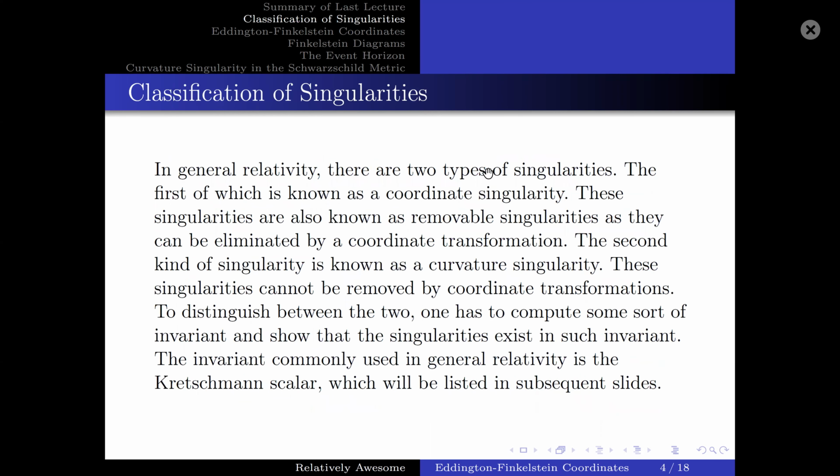In general relativity, there are two types of singularities, the first of which is known as the coordinate singularity. These singularities are also known as removable singularities, as they can be eliminated by a coordinate transformation. The second kind of singularity is known as a curvature singularity. These singularities cannot be removed by a coordinate transformation. To distinguish between the two, one has to compute some sort of invariant and show that the singularities exist in such invariant. The invariant commonly used in general relativity is the Kretschmann scalar, which will be listed in subsequent slides.